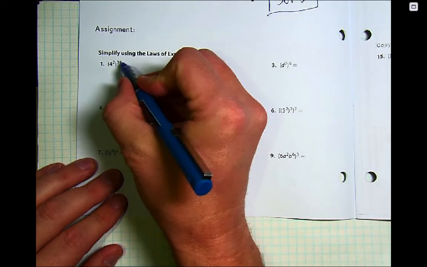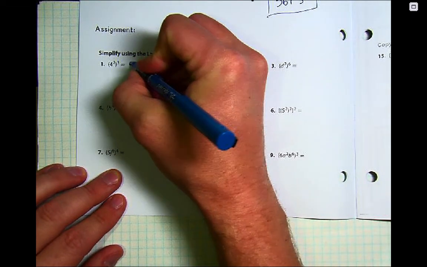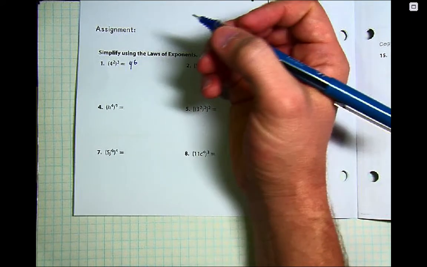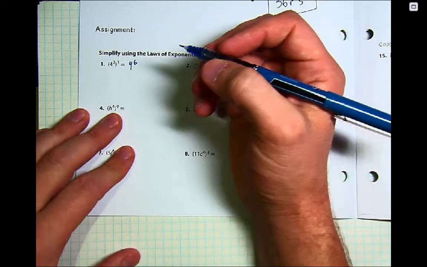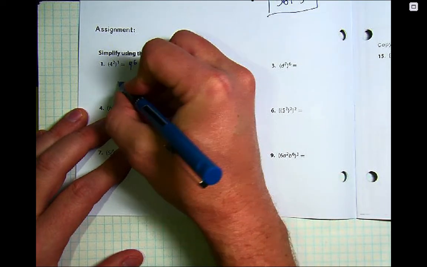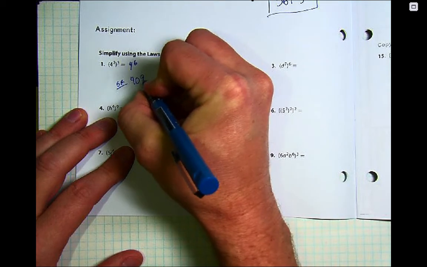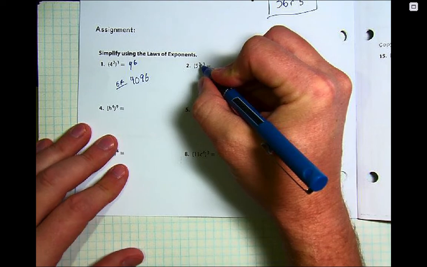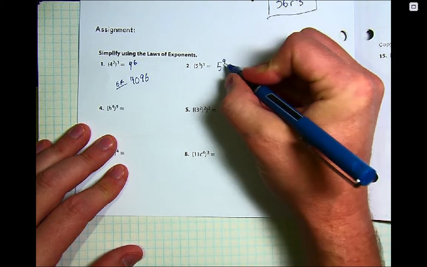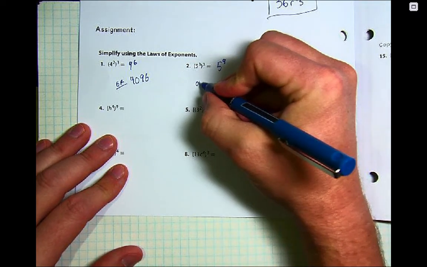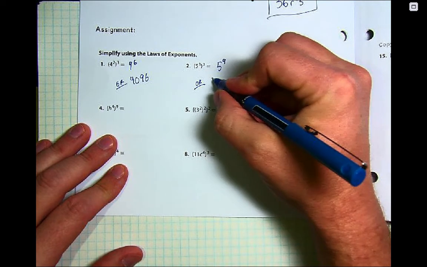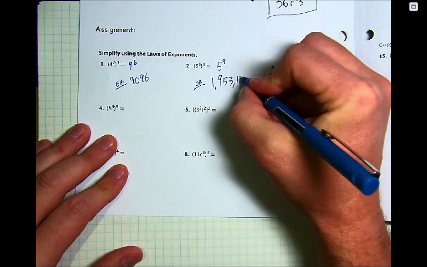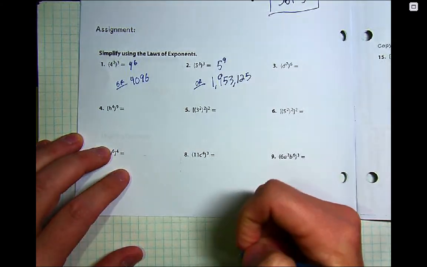So 4 squared cubed, what do I do with the 2 and the 3? I multiply them. 2 times 3 is 6, so that's 4 to the 6th power. And if you wanted to do 4 times 4 times 4 times 4 times 4 times 4, that would come out to 4,096. Either one of those answers would be fine. 5 cubed. Cubed is 5 to the 9th power. That's going to be really big. If you try that on your calculator, it comes out to over 1 million, almost 2 million. 1,953,125. Again, either one of those answers is okay.